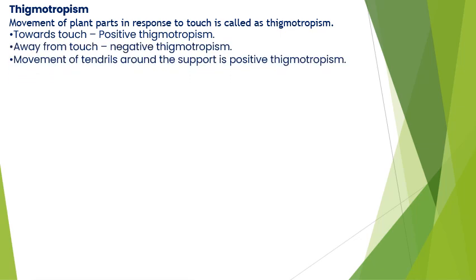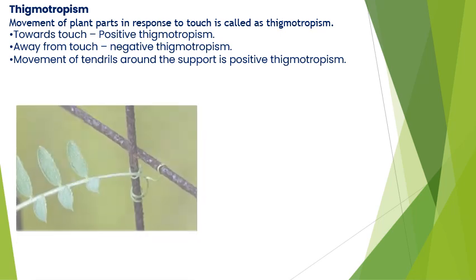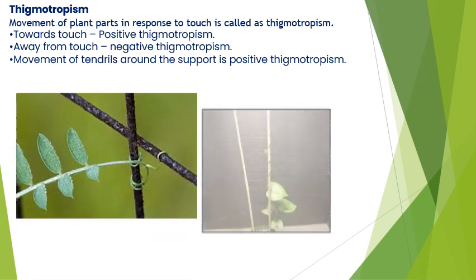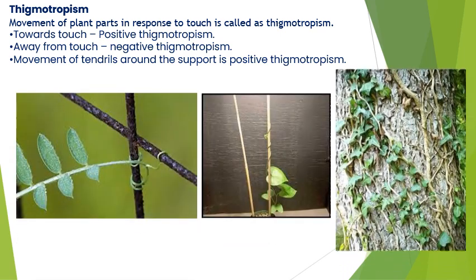The movement of tendrils around a support is positive thigmotropism. When I explained the touch-me-not plant, that was thigmonastic movement, but here I am telling about thigmotropic movement. If you see this picture, you will understand. Positive thigmotropism is a growth response of the plant to touch or physical contact with a solid object, so it takes support from it. This is especially common in climbing plants and vines.